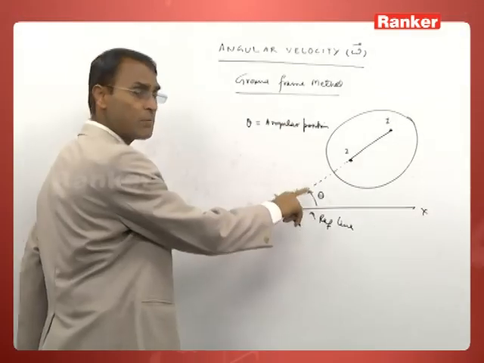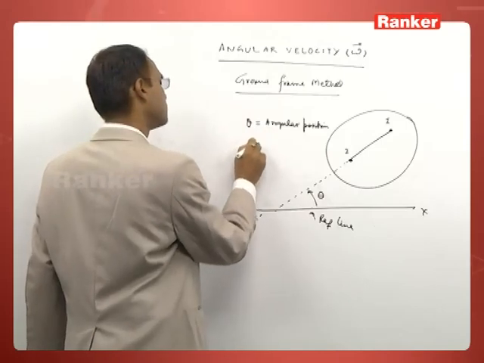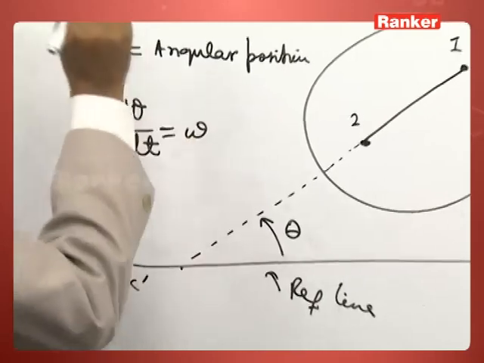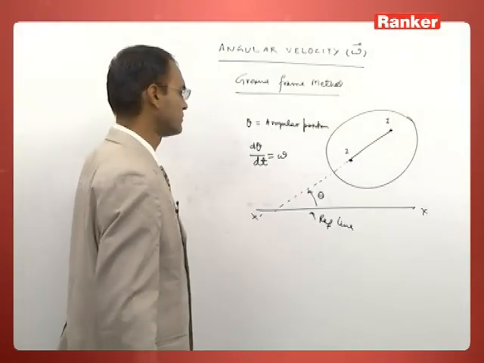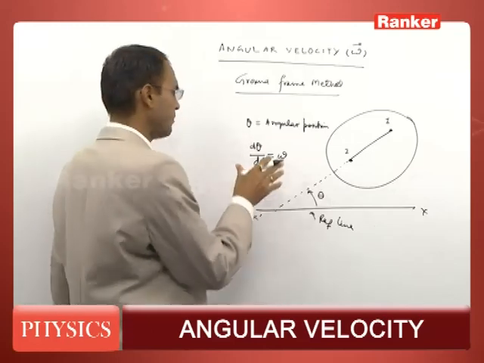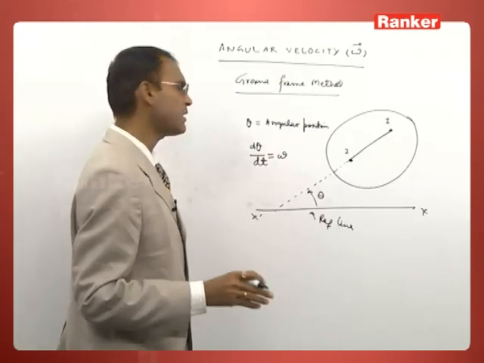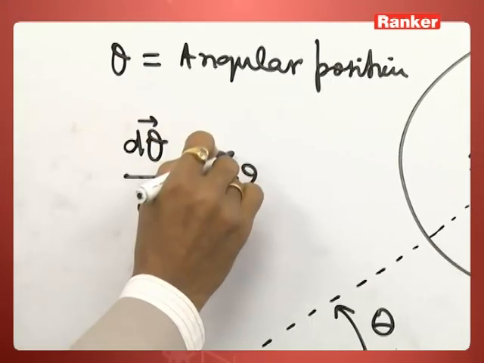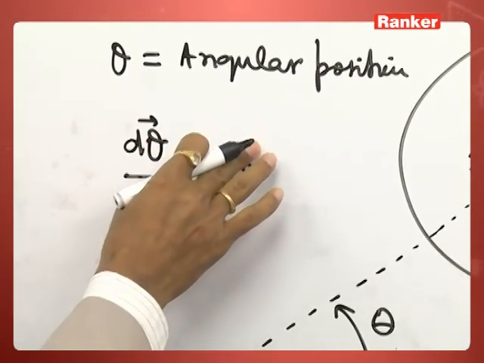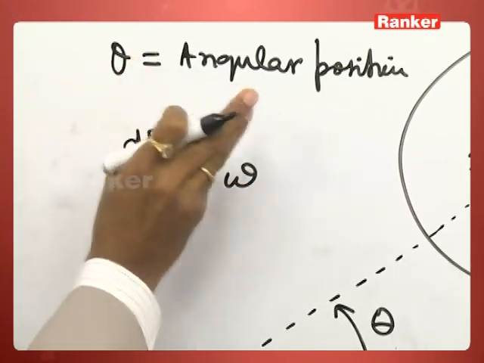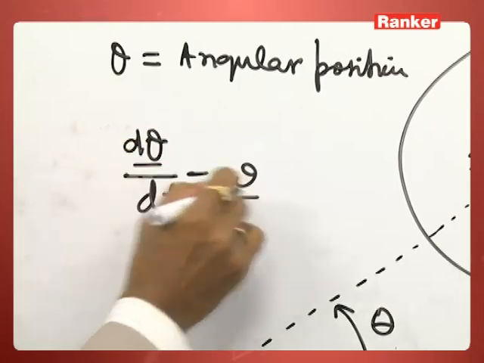At what rate this angular position is changing? That is what we call angular velocity. These are all vector quantities, but I am writing them as scalar, avoiding the vector sign. However, these are all vector quantities.